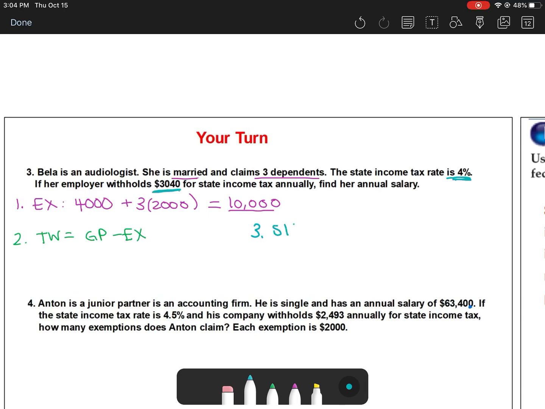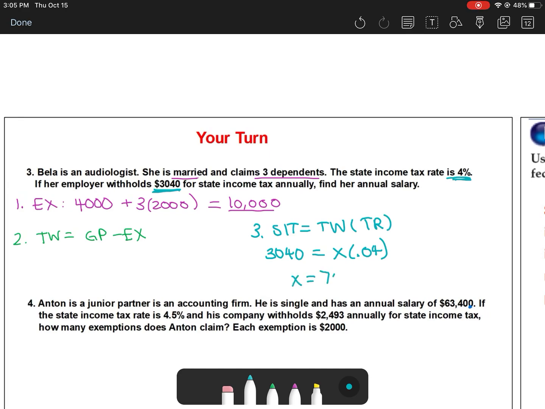So remember, your state income tax is equal to your taxable wage times your tax rate. Well, let's see what we know. Do we know her state income tax? Yes, it's $3,040 equals my taxable wage. Well, I don't know that, so I'm just going to put that as X times my tax rate, which is 4%, so 0.04. Okay, well, to find X, I'm going to take 3,040 and I'm going to divide it by 0.04.